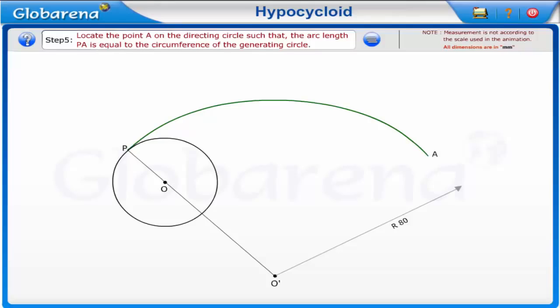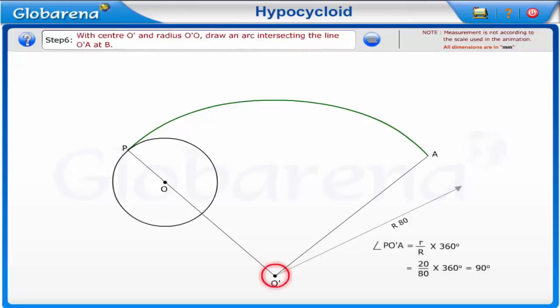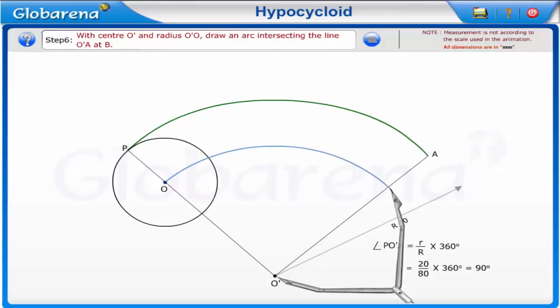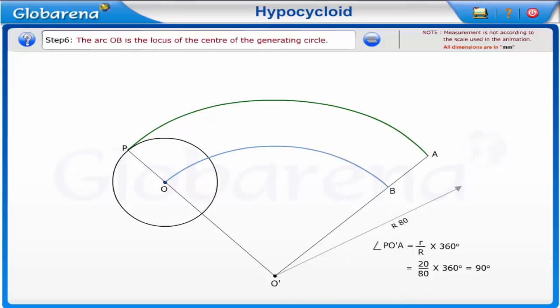Locate the point A on the directing circle such that the arc length PA is equal to the circumference of the generating circle. With center O' and radius O'O, draw an arc intersecting the line O'A at B. The arc OB is the locus of the center of the generating circle.